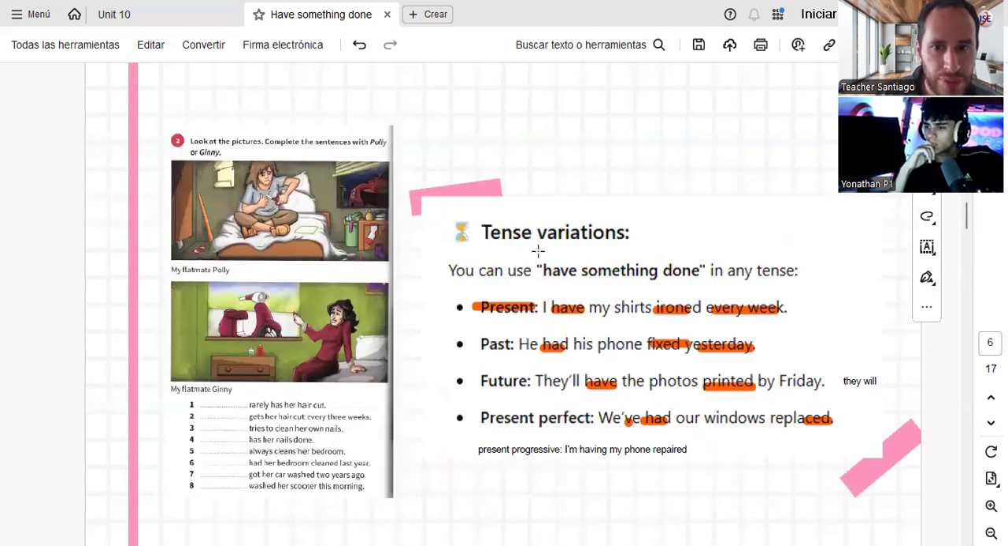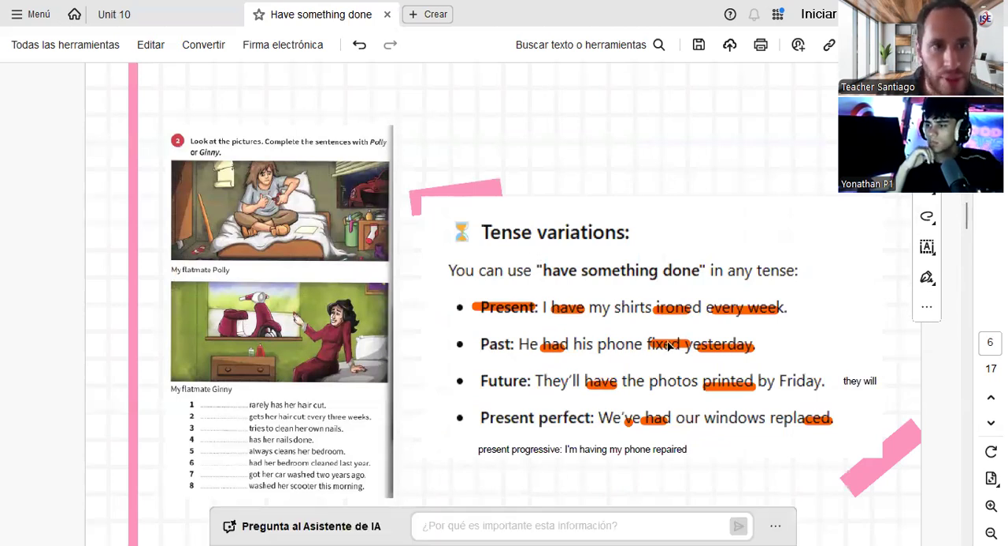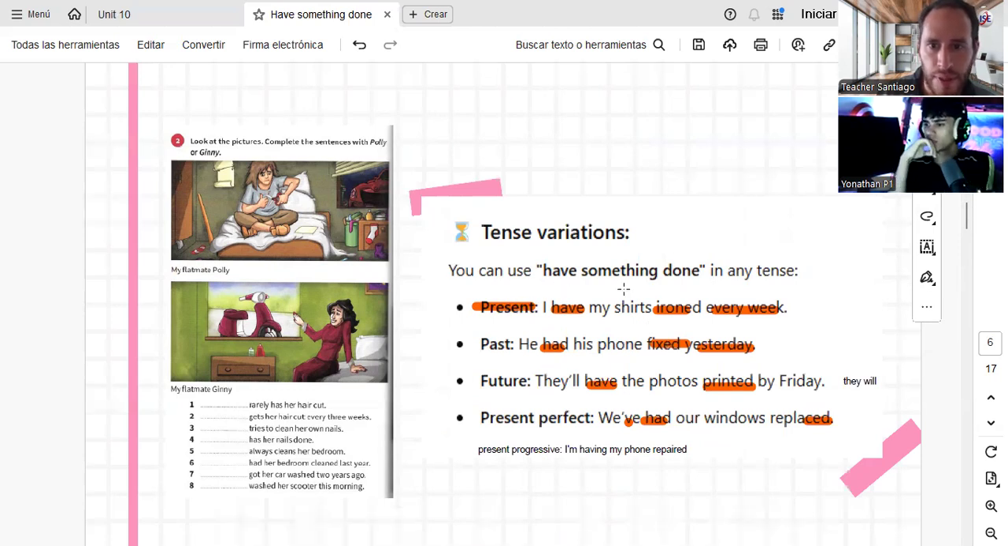So, for the verb tenses, we use have plus, always, the verb in past participle. In present, I have; in past, had, plus the verb in past participle. In future, will plus have plus the verb in past participle. In present perfect, notice here we use have plus had plus the verb in past participle. And in present progressive, we have verb to be plus having plus the verb in past participle.